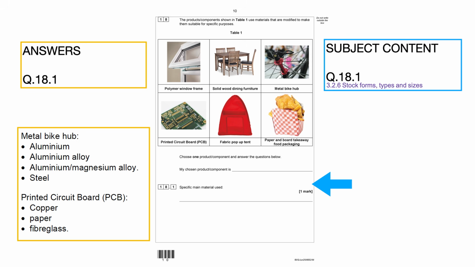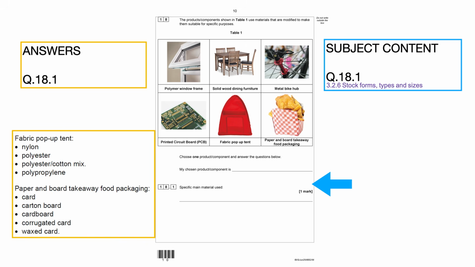If you picked PCB, you could have written copper, paper or fiberglass. And if you picked the fabric pop-up tent, you could have examples such as nylon, polyester, polyester or cotton mix, or polypropylene. And lastly, if you chose paper and board takeaway food packaging, you could write card, carton board, cardboard, corrugated card, or waxed card.